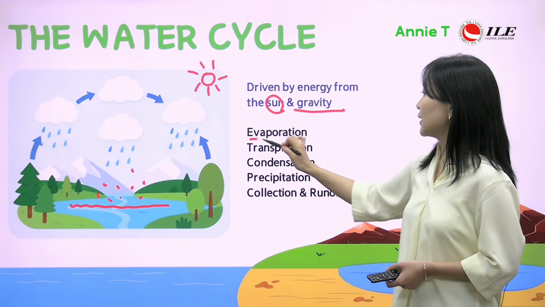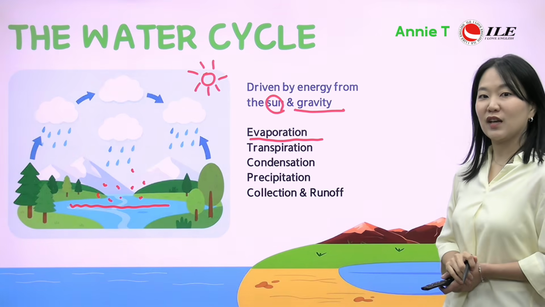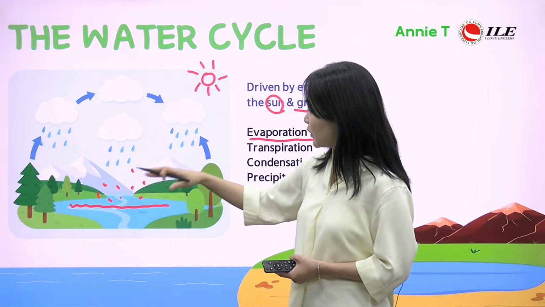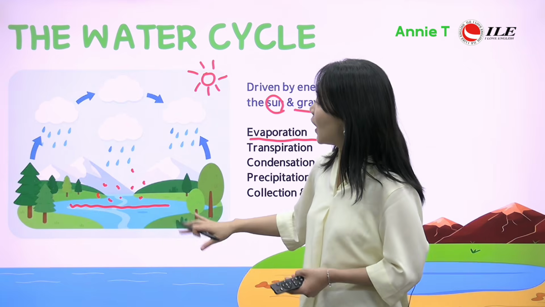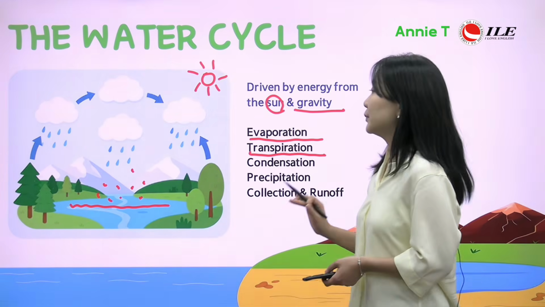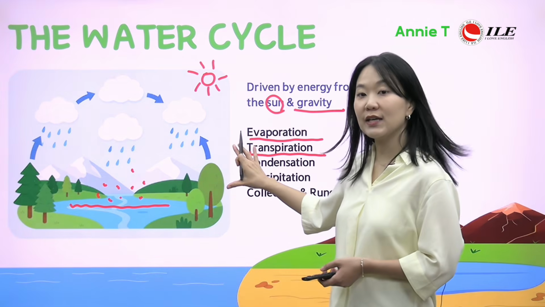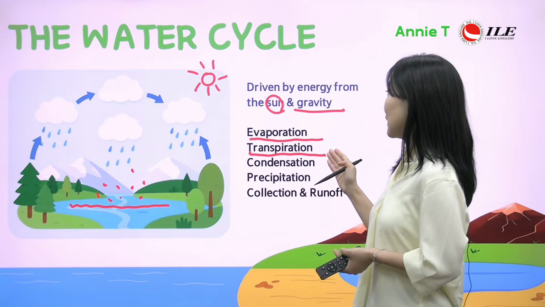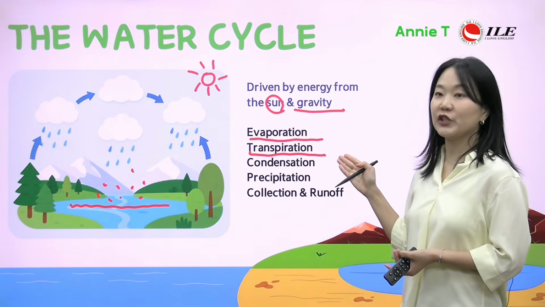We call this process evaporation. So evaporation will happen on the surface of bodies of water. A second process, which we call transpiration, happens in plants like trees. So plants also release water vapor into the air. That second process is called transpiration.